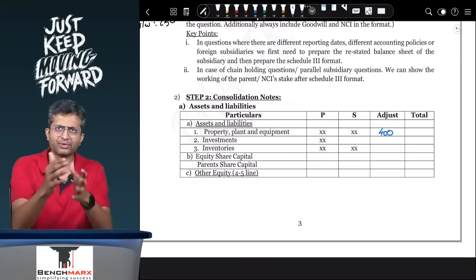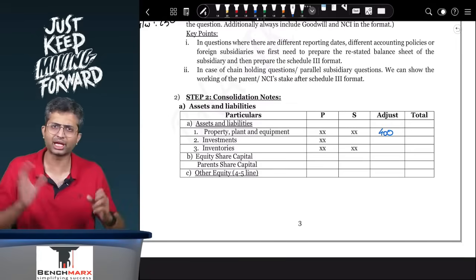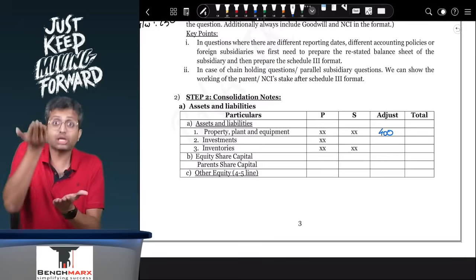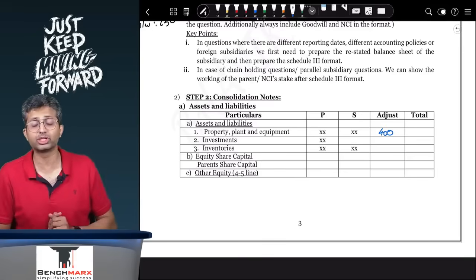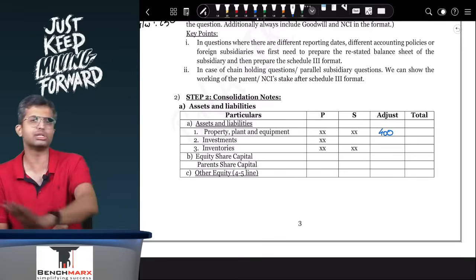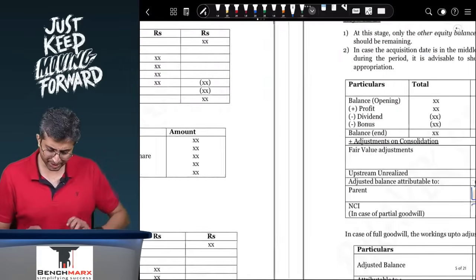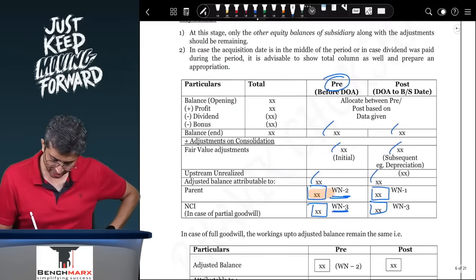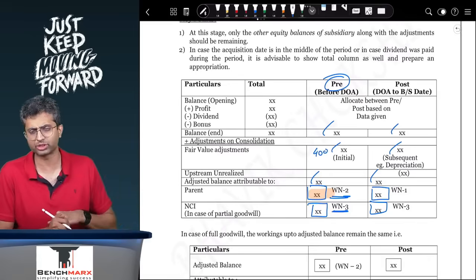Well, on the date of acquisition, JLR's land is worth 500. When JLR acquired it, probably a decade back, it was worth 100. So the appreciation of 400 happened at or prior to the date of acquisition, and hence the fair value adjustment at initial recognition is always pre. It will be adjusted in the pre-acquisition section, and as a result, you will see a plus 400 in the pre-section before the date of acquisition.